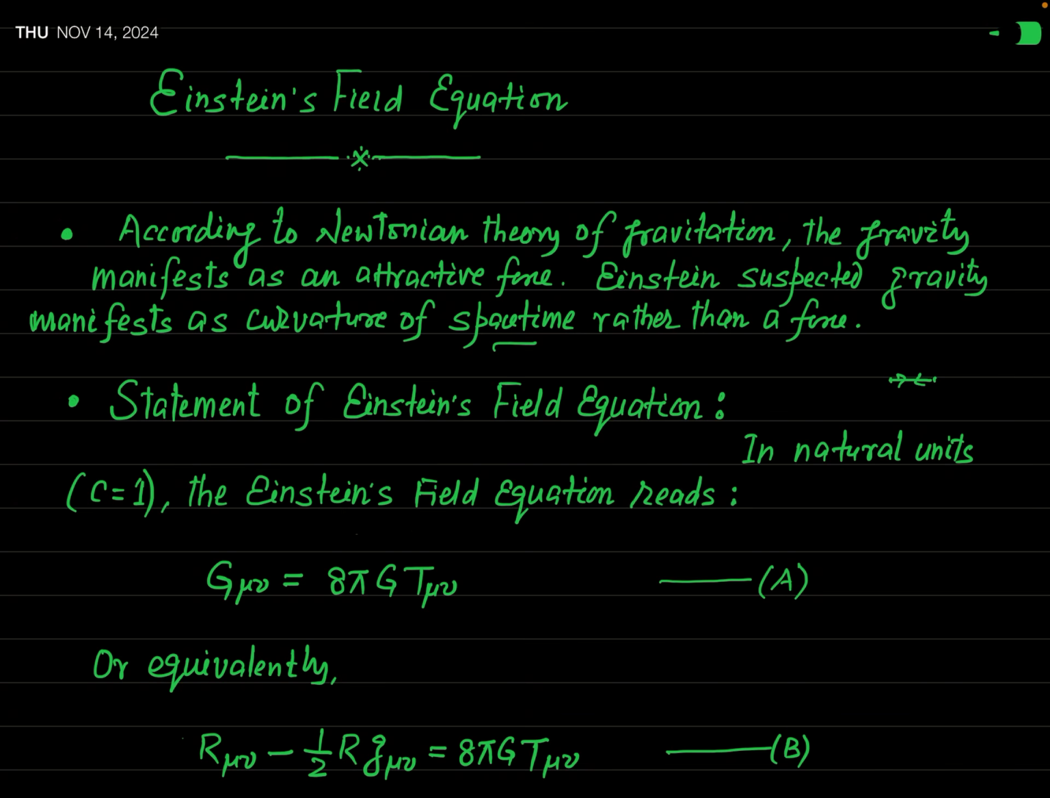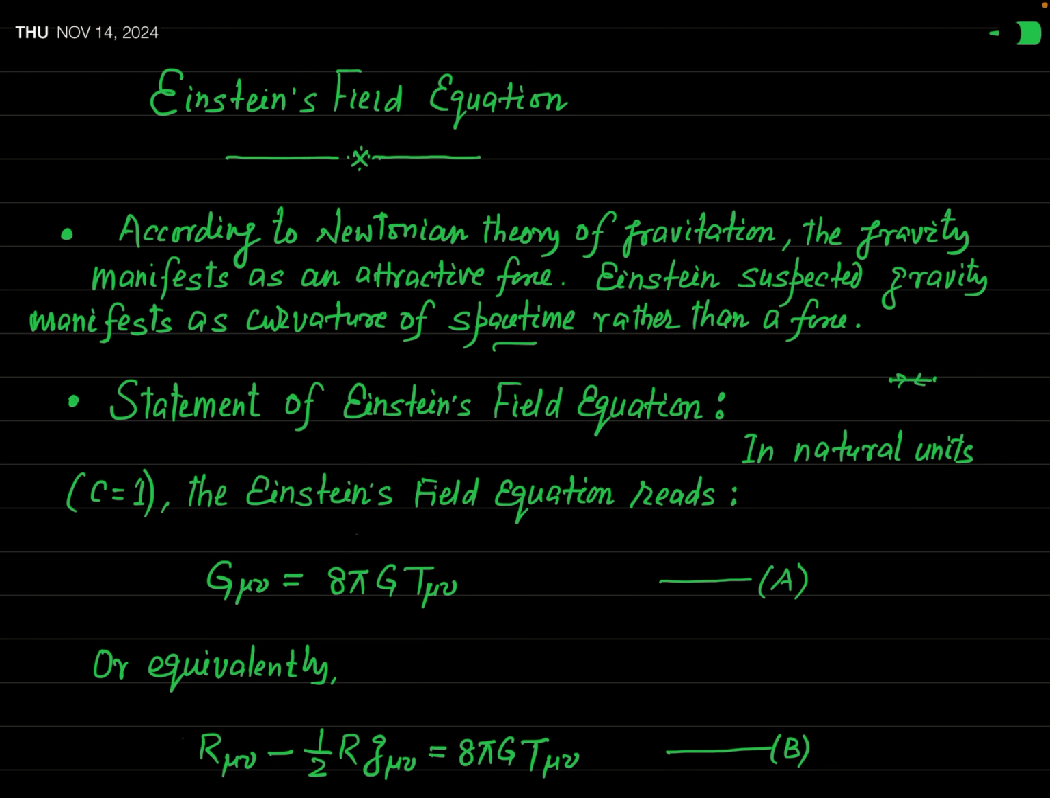Okay? And you know, if we express any law in tensorial form, in terms of a tensor equation, then that law remains invariant under the coordinate transformation. So Einstein tried to formulate mathematically the law of gravitation in terms of a tensor equation.